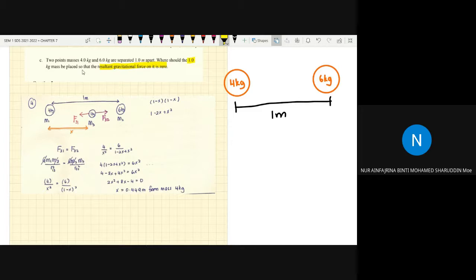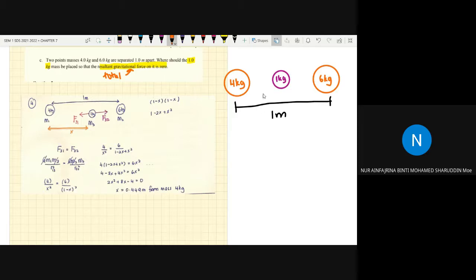So dia tanya, soalan dia senang je. Dia tanya dekat mana kita patut letak 1 kg mass kita, supaya awak punya resultant gravitational force, maksudnya awak punya total gravitational force ini akan dapat kosong.